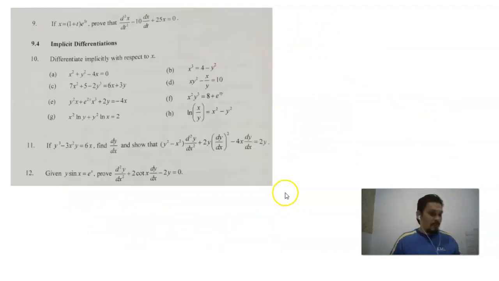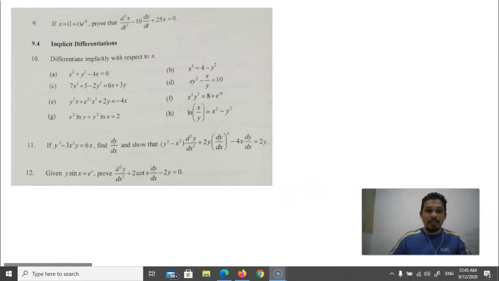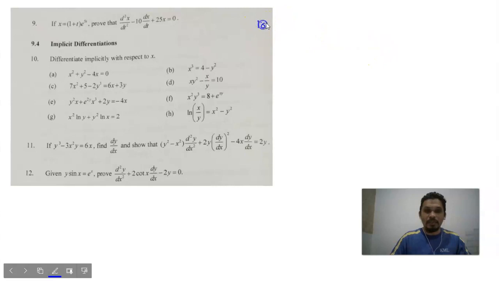Okay, for question number 9, proving the question again, I leave it to all of you to try. And now let's take a look at question number 10. Differentiate implicitly with respect to x.